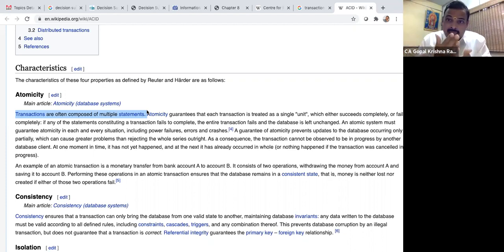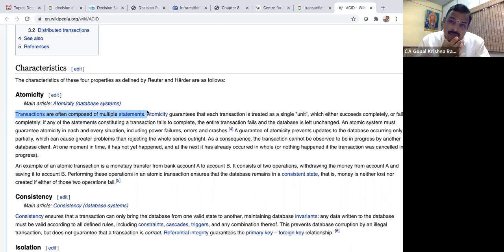Because 1 second is sliced into 1,000 pieces. That 1,000th of a second is called 1 millisecond. 1 millisecond will be divided into 1,000. That is called 1 microsecond, that means 1 millionth of a second. 1 millionth of a second will be divided into 1,000 pieces. That's called 1 billionth of a second, that is called 1 nanosecond.